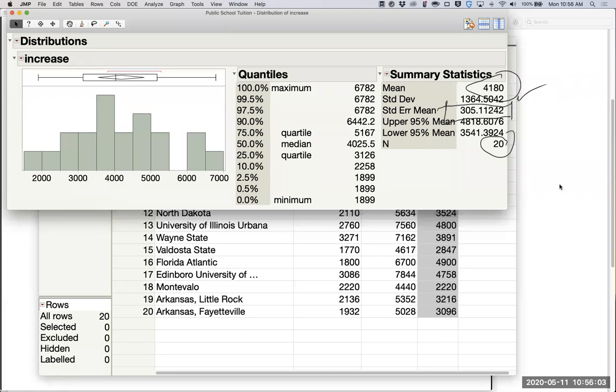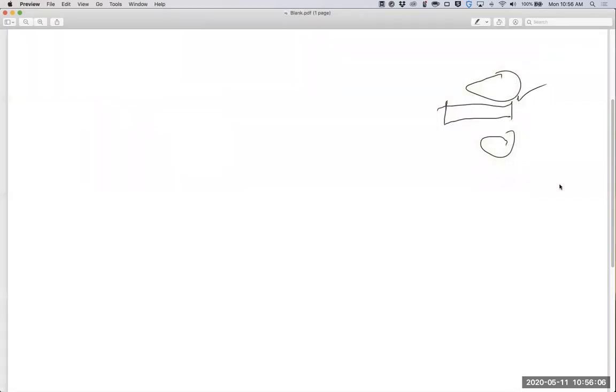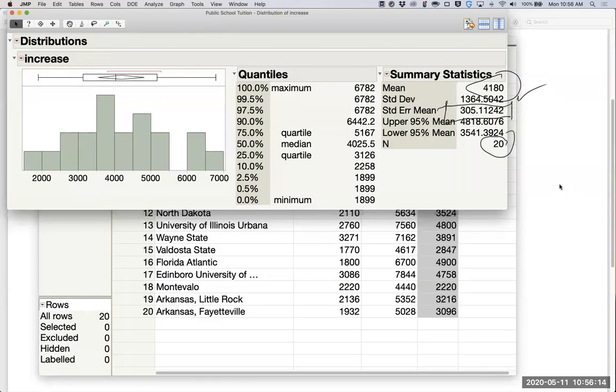So let's go with those bits of information. I'm going to call that d bar, and sub d, the number of differences, and then the standard error for d bar. That's 4180, 305, and 20. Now we can implement the method.